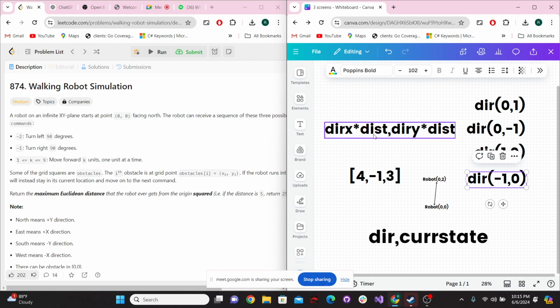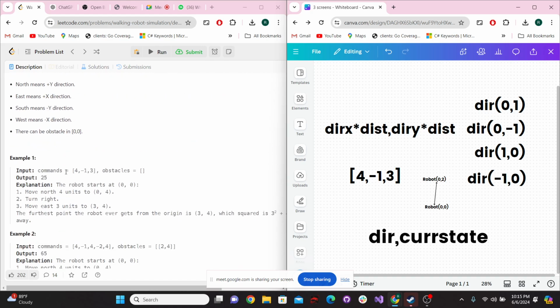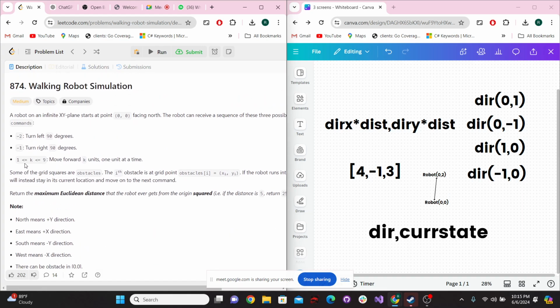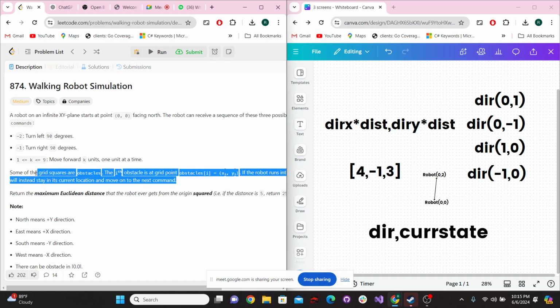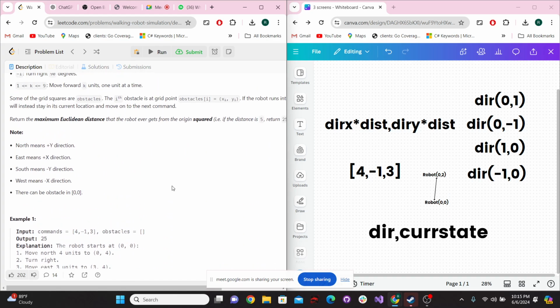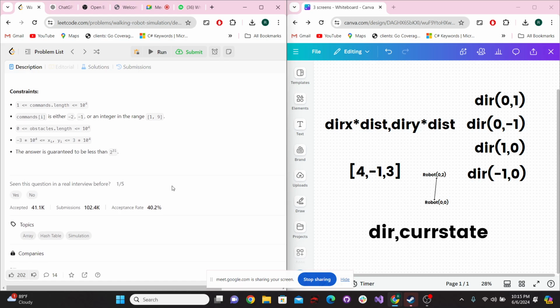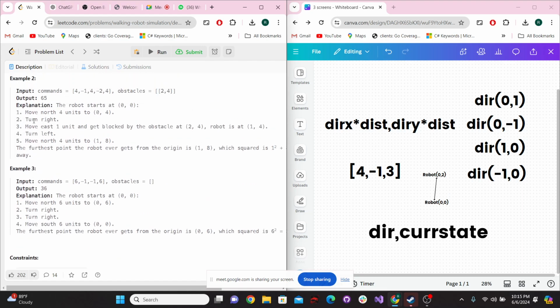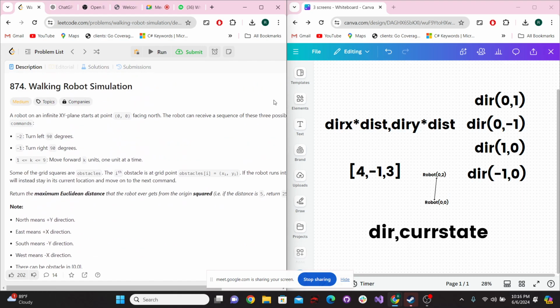That's basically how you think of it. And then you're just processing through these commands, iterating through them, and finally you get an output. Some of the grids are obstacles. That obstacle is a grid point, right? The robot will stay at its current location. That way you get the answer. Whatever the final position is, you calculate the Euclidean distance and return that answer.